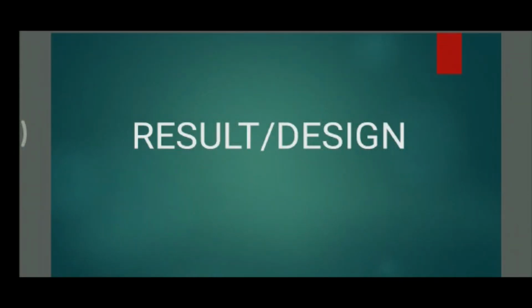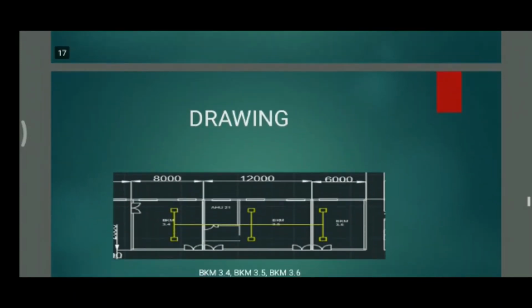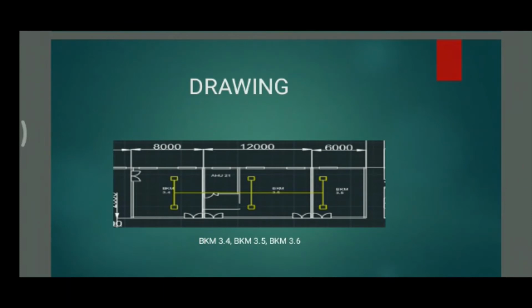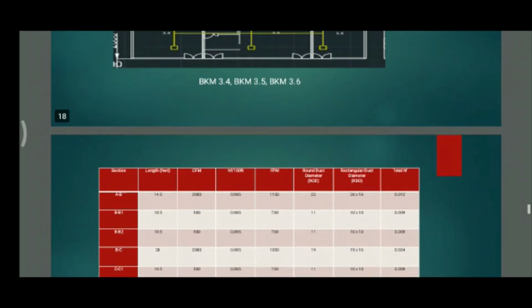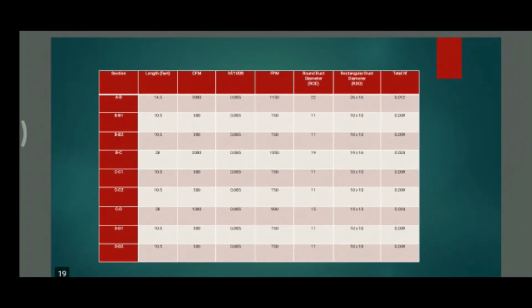I'm going to present the result or design that we have chosen. So for the drawing, we have chosen the Bilik Kuliah Mechanical 3.4, 3.5 and 3.6. We are using AutoCAD to measure the dimension of each room. Below here is the table that shows how many ducts we are going to use for the required location. As you can see, there is the table.